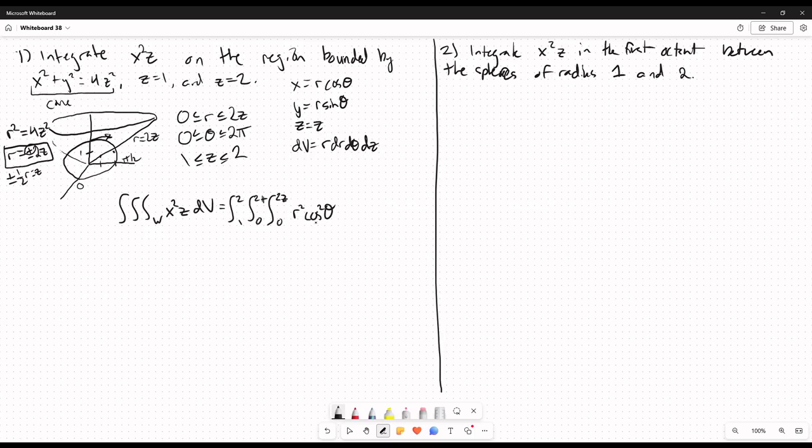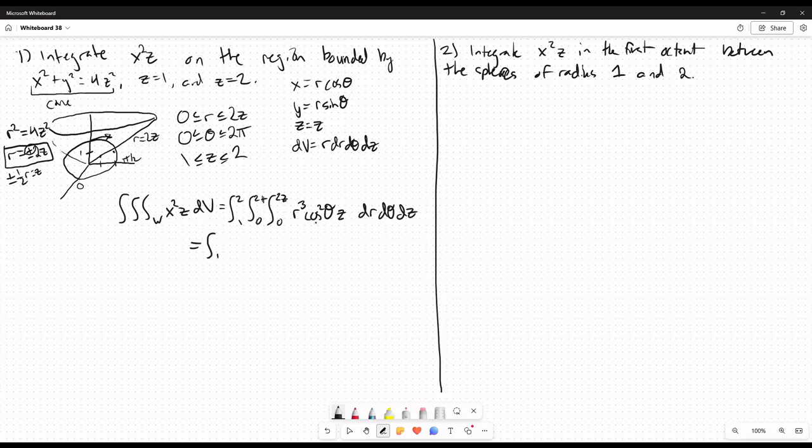Z is going to stay the same, actually. dv is going to turn into r dr d theta dz. And just to save myself having to write this an extra time, that r squared and that r are going to come together to form an r cubed. And now I'm ready to evaluate a triple integral.